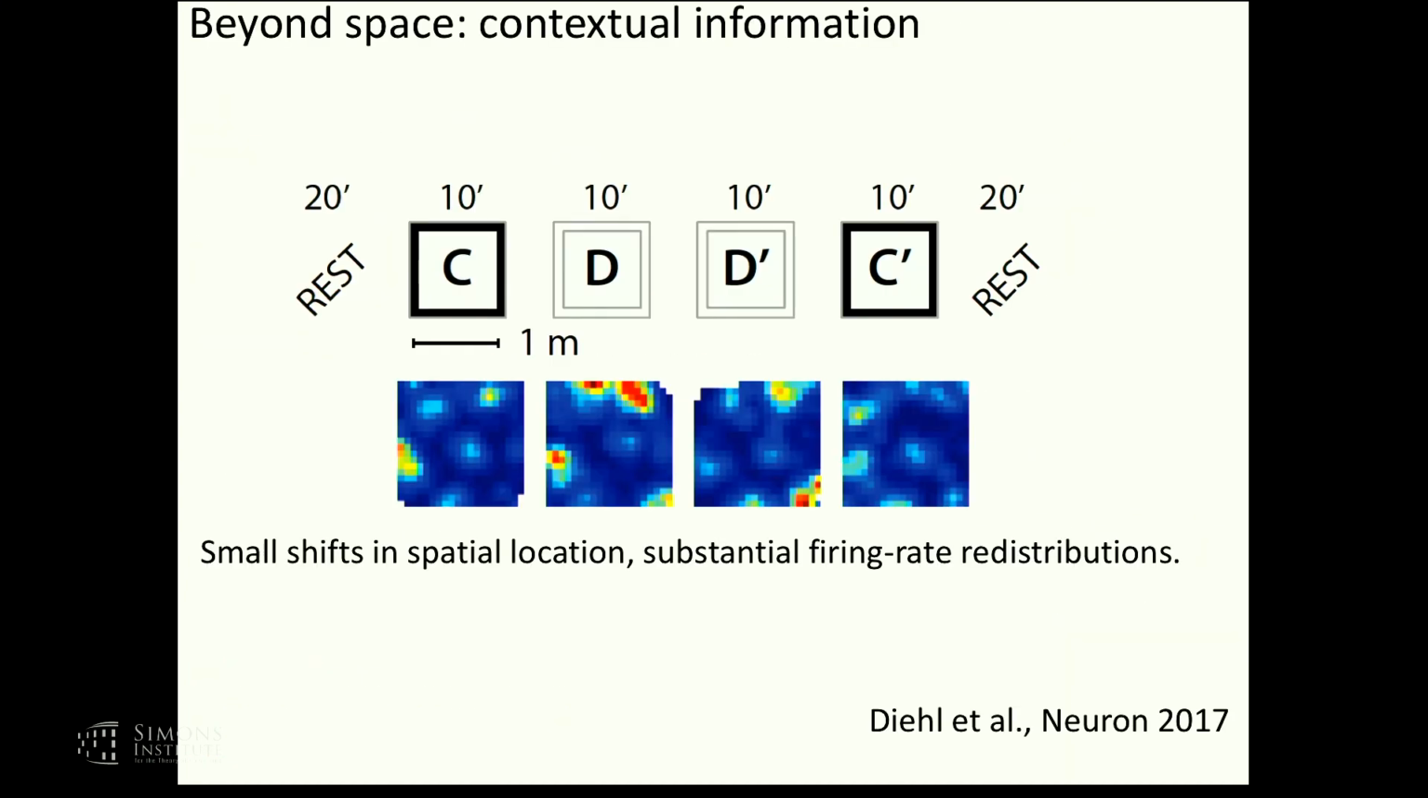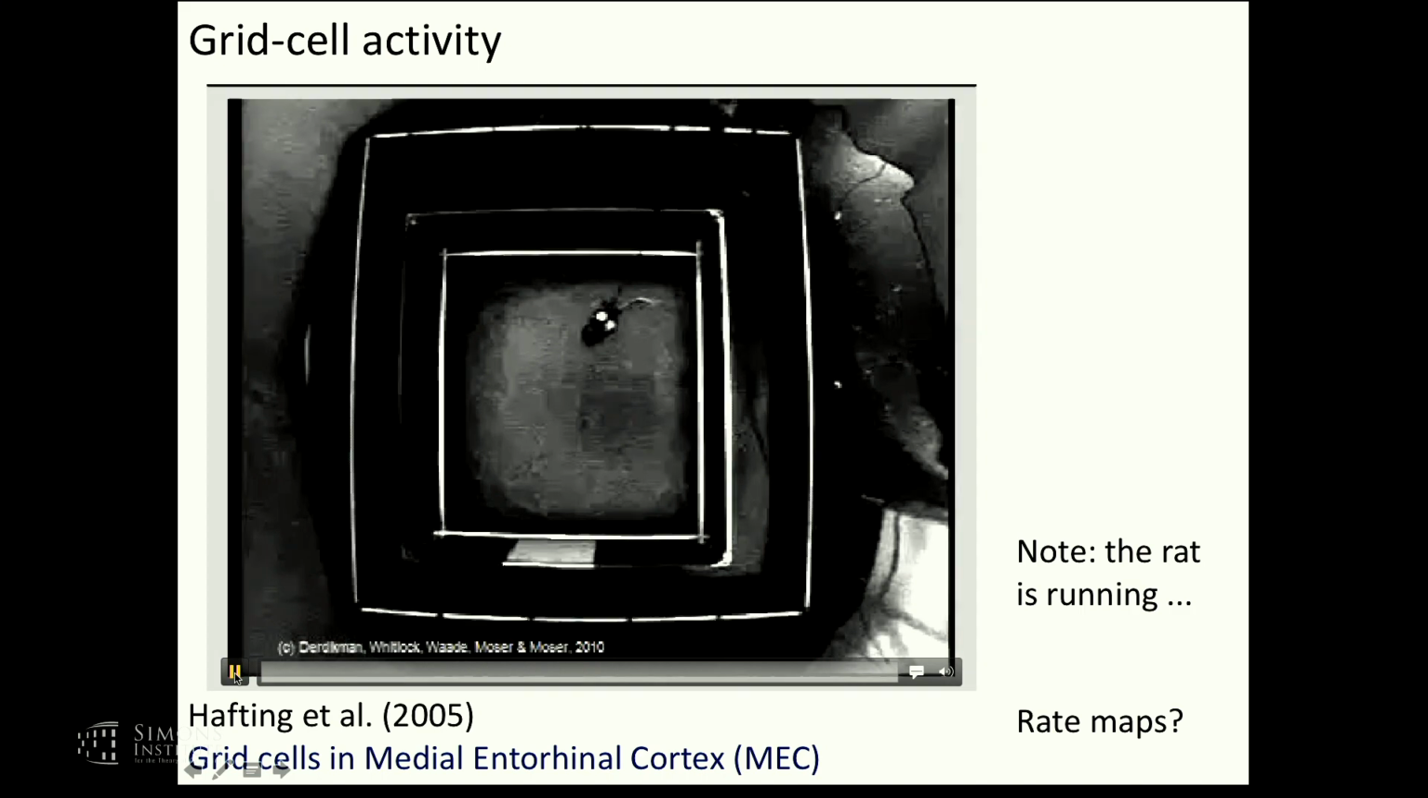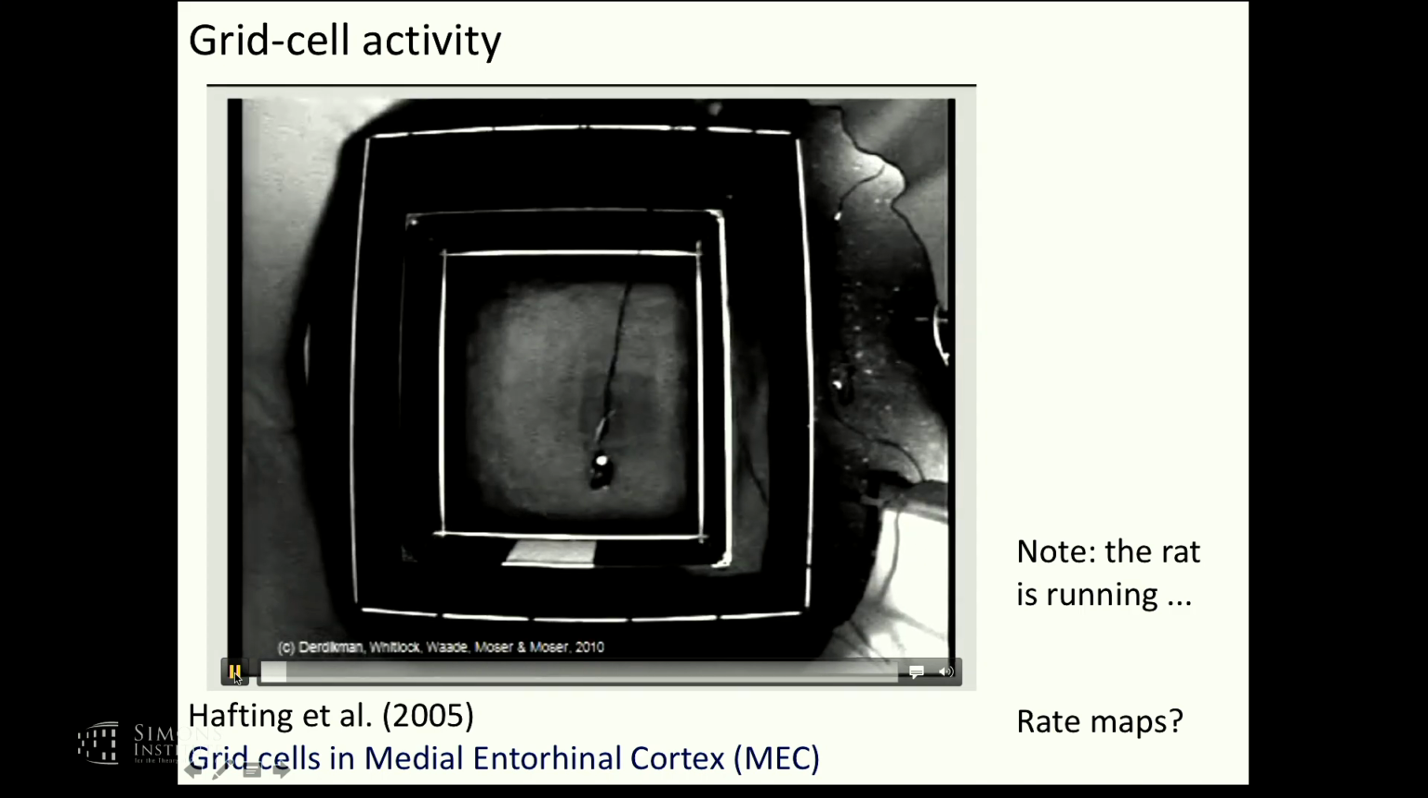More to be expected. Grid cells do not only encode space, but also contextual information. And let me finally come back to this movie, a similar one by Dori Dedekman, similar to what Mike has shown you. And this is just the last slide.